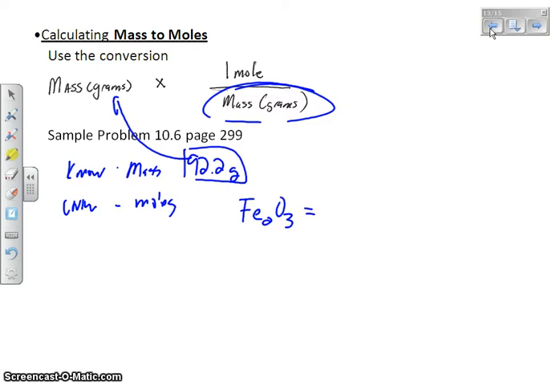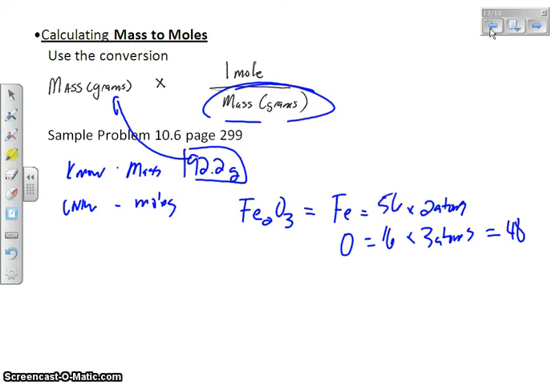And when you do that, Fe, there are 2 atoms. Oxygen, there are 3 atoms. And we know that oxygen is 16 times 3 equals 48. We get our handy dandy periodic table out, and we look at the molar mass of 1 atom of iron is about 56. So it's 56 times 2, which is 112. 112 plus 48 gives us approximately 160. Now my number is a little different than the book because they didn't round. I rounded. It's not that big a deal. So this number here, 160 grams, goes right there.